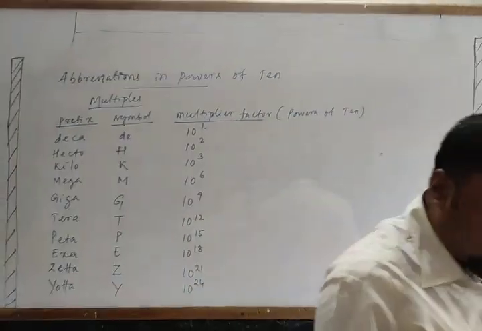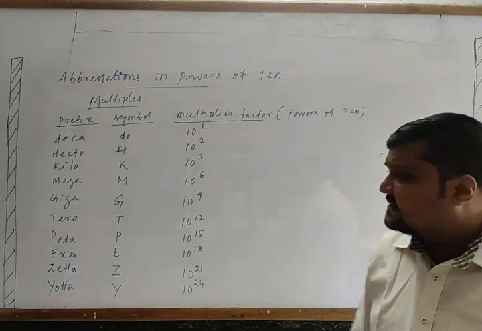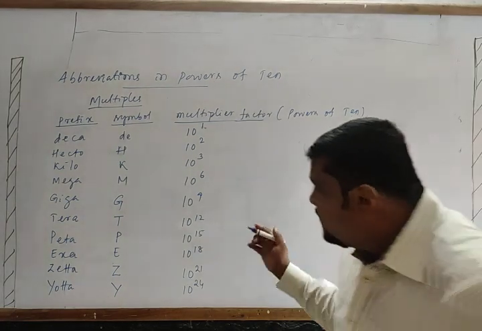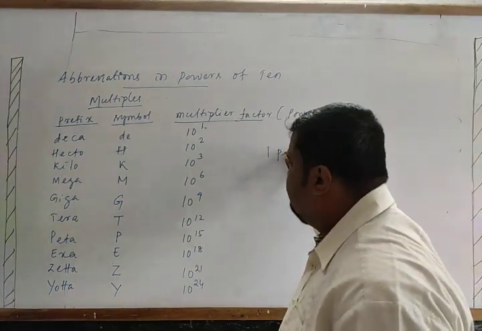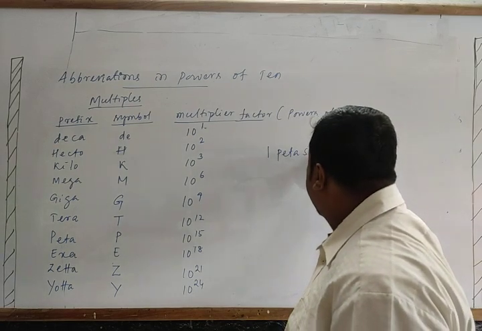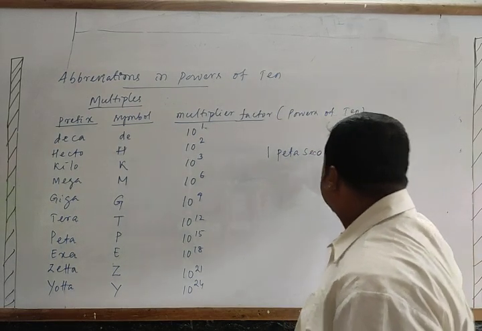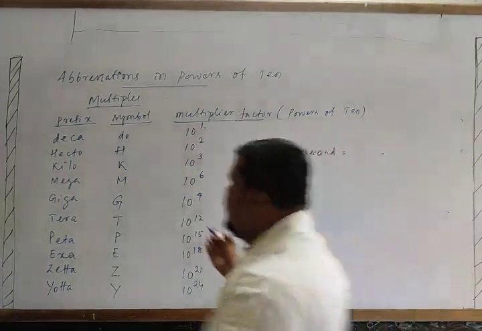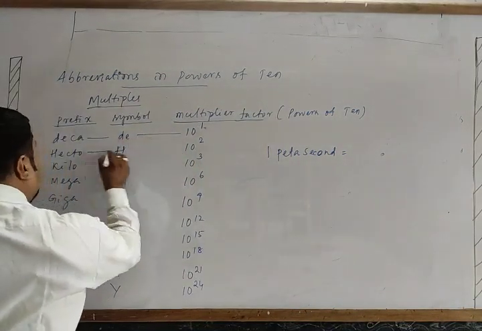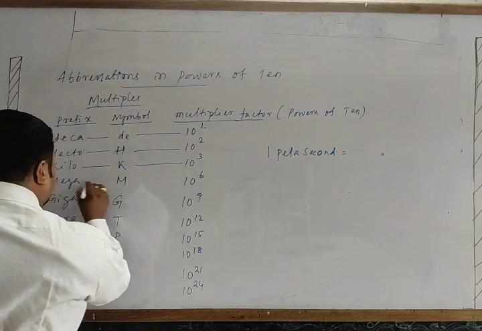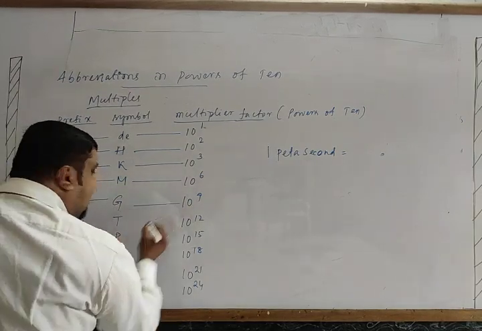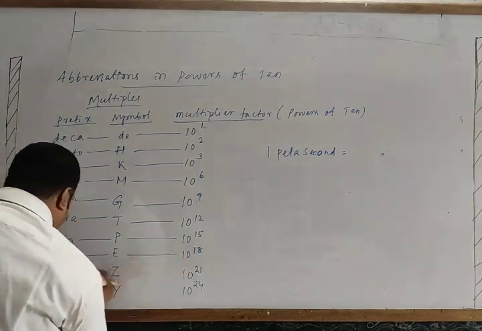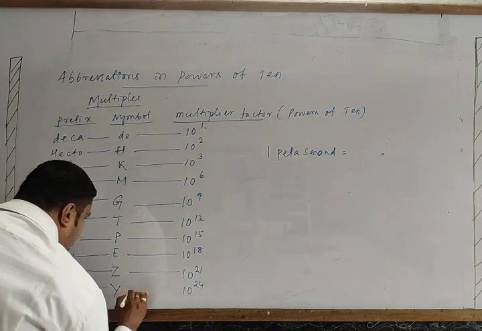So now we got the use of these things, right? Suppose I will ask you, or if I will say you, what is 1 peta-second? What is that 1 peta-second? For peta, what is the value? For peta, 10 to the 1, hecto 10 to the 2, kilo 10 to the 3, mega 10 to the 6, giga 10 to the 9, tera 10 to the 12, peta 10 to the 15, exa 10 to the 18, zeta 10 to the 21, iota 10 to the 24.